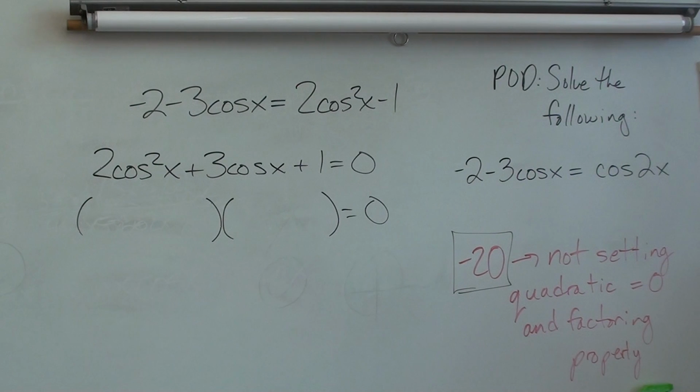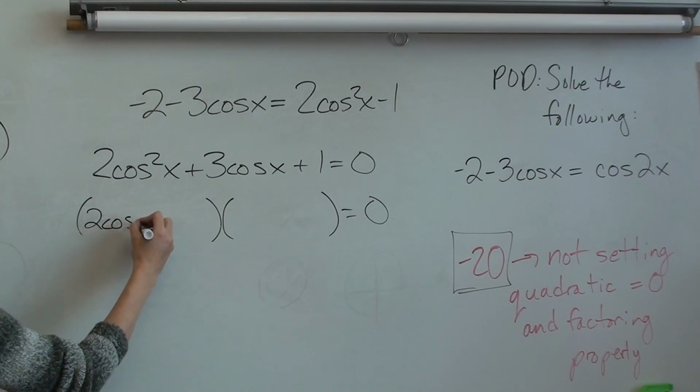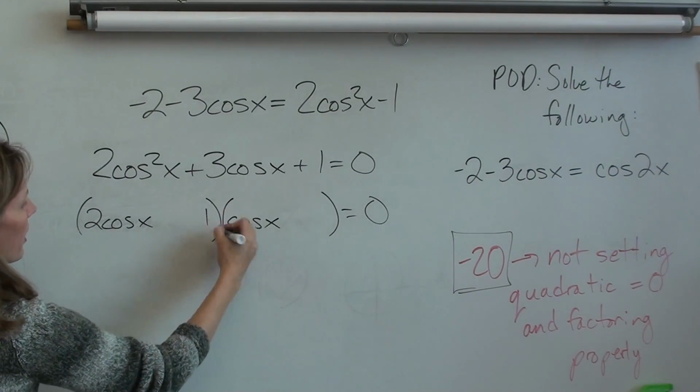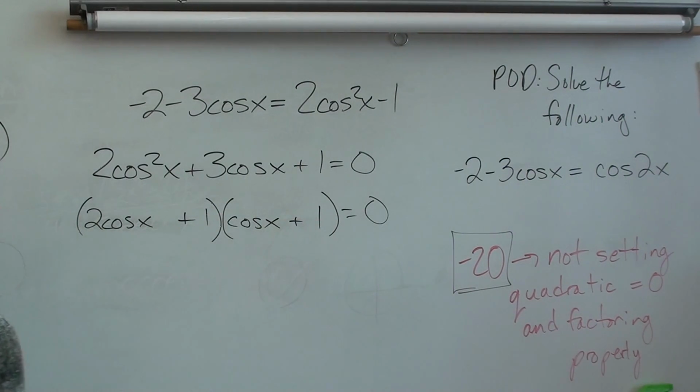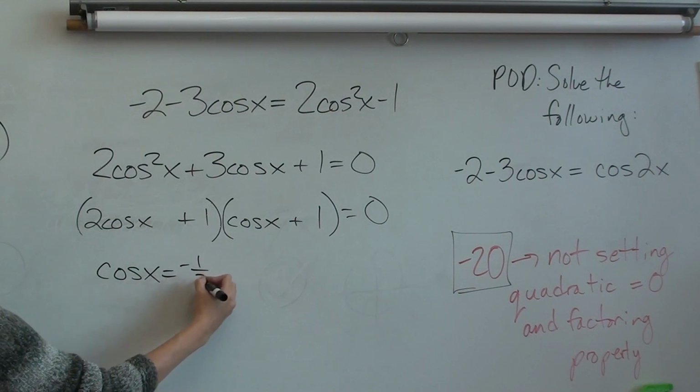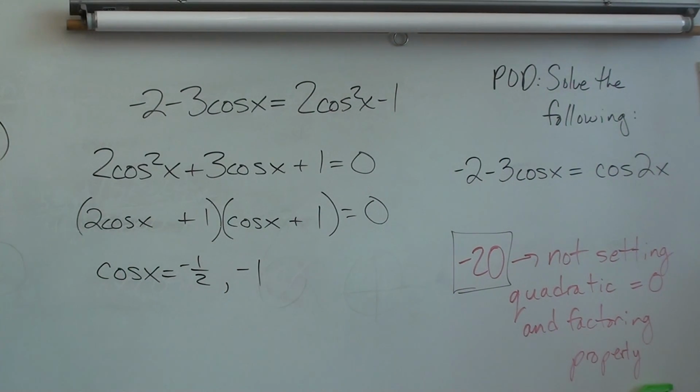By the way, if you're not good at factoring trig, it's just like factoring with x's. If you just rewrote it as 2x squared plus 3x plus 1 and factored that, it's the exact same factors, just the x's would become cosines. So it's the exact same process. 2 cosine and cosine, 1 and 1, plus and plus. So you end up with cosine x equals -1/2, or cosine x equals -1.